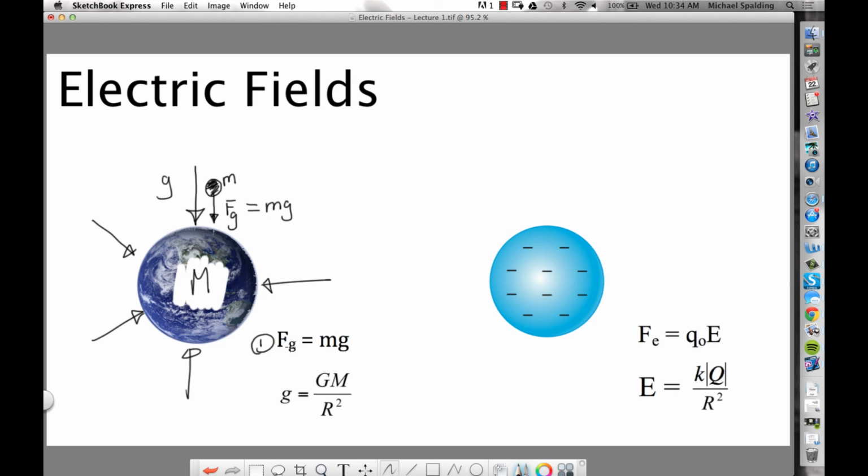This should be totally familiar to you. The equation for gravitational force equals the mass of the object in the field multiplied by the gravitational field at that point, right?